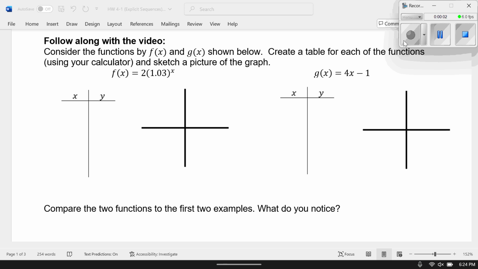Hi, in this video, we're going to talk about the explicit formula for sequences. Now, what we have here are two different functions, one on the left and one on the right, and we're going to create a table and a graph for both of them.